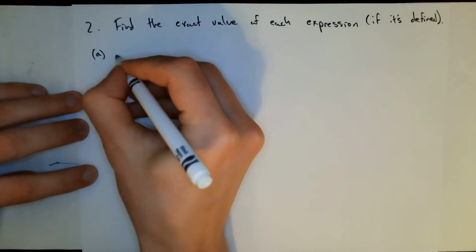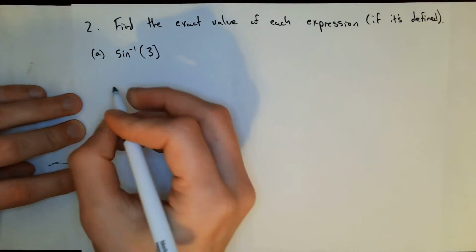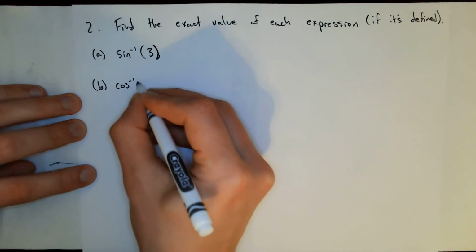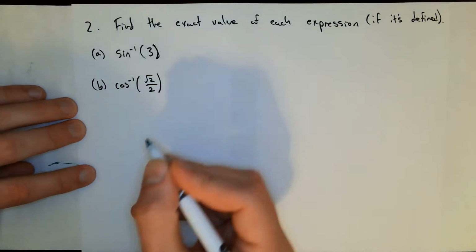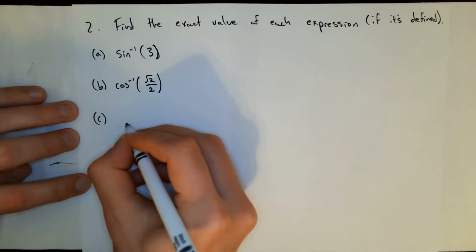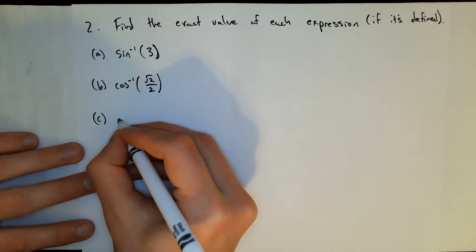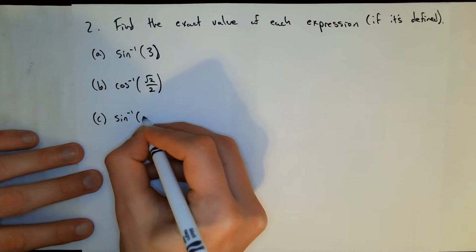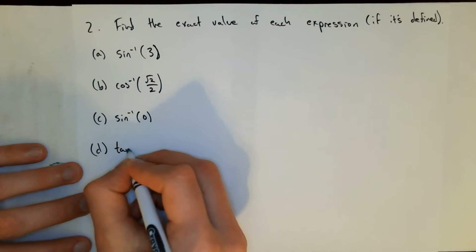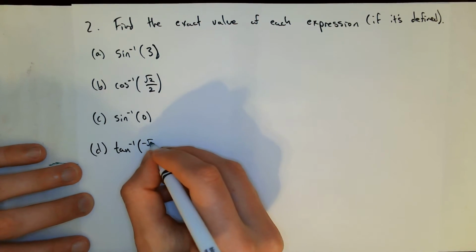I can ask for something that's not defined, and I'll give an example. Let's do part A. Let's say sine inverse of 3. That's a parentheses there. Let's say part B: cosine inverse of square root of 2 over 2. Let's also do sine inverse of 0. And let's do a tangent inverse of negative square root of 3 over 3.